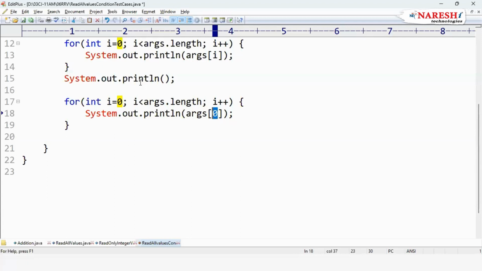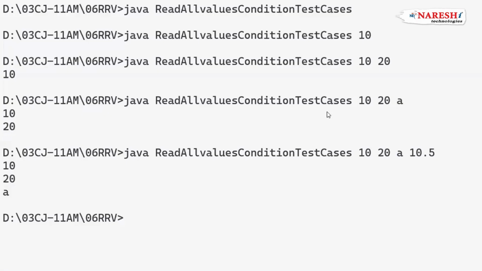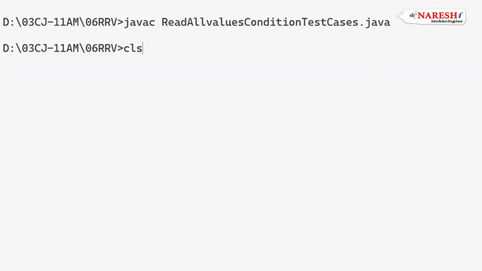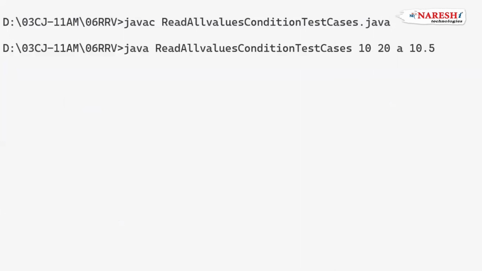That's why never believe your eyes. Always believe your hand. What is there? Args of 0. Args of 0 means always what value is read? The 0 index value only. Clear the screen, compile it, then execute. I am passing 4 values. All 4 values come up, but 4 times only the first value will come. 4 times only the first value comes. 10, 10, 10, 10.